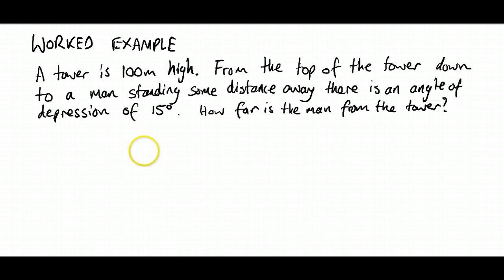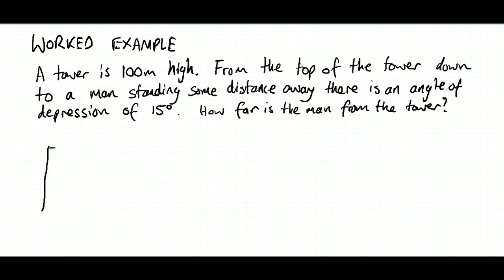Okay, let's see if we understand it by doing a worked example. We've got a tower, and the tower is 100 meters high. From the top of that tower down to a man who's standing some distance away, there is an angle of depression of 15 degrees. How far is the man from the tower? Alright, let's see if we can work it out.